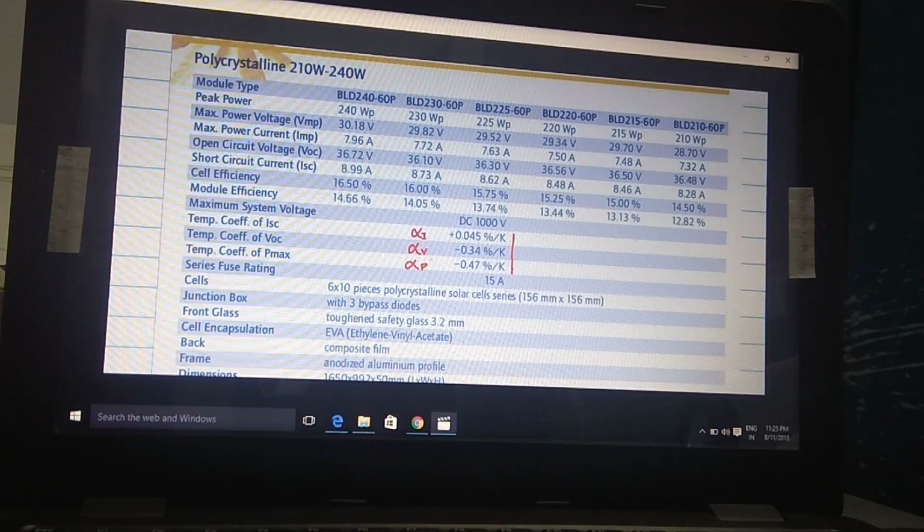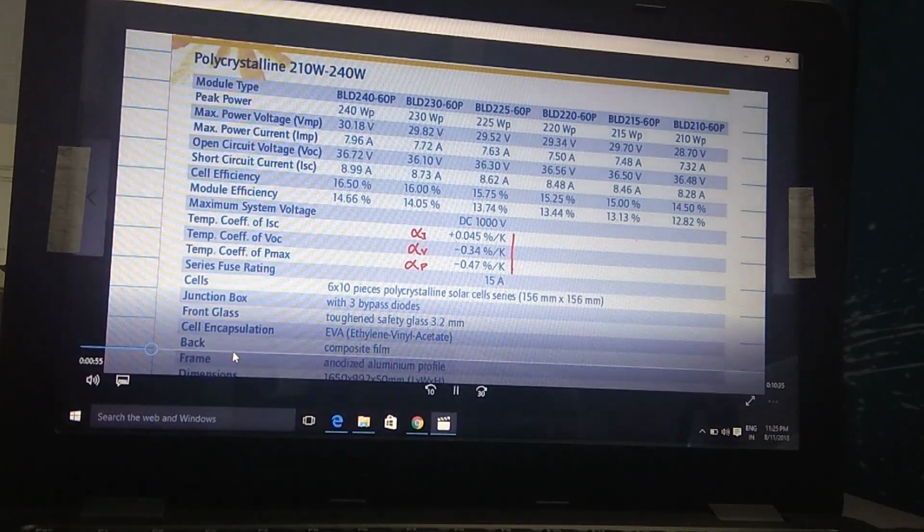For this particular example, you see that the temperature coefficient of current is 0.045% per degree Kelvin, and the temperature coefficient of VOC is minus 0.34% per degree Kelvin, and that of the power, alpha P, is minus 0.47% per degree Kelvin. So what do these numbers mean, and how do they affect the overall voltages, currents, and the power? That's what we would like to see now.